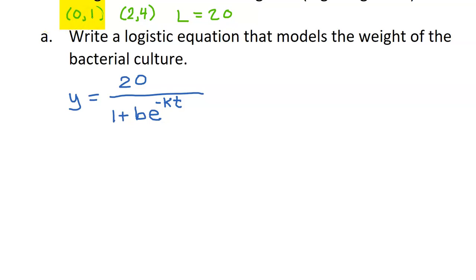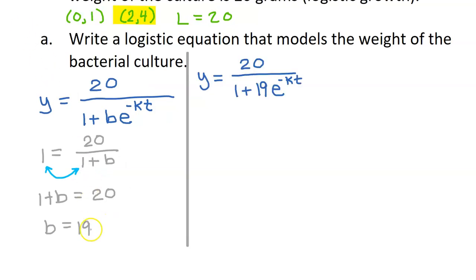Let's plug in our first initial condition and see what we get. When t is 0, y is 1. We get 1 equals 20 over 1 plus b, because when t is 0, we have e to the 0, which is just 1. When you have a fraction equal to a number, you can swap the denominator with the number. That gives us 1 plus b equals 20, and subtracting 1 from both sides, we get b equals 19. Putting 19 in for b gives us this.